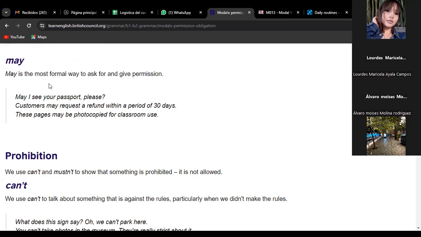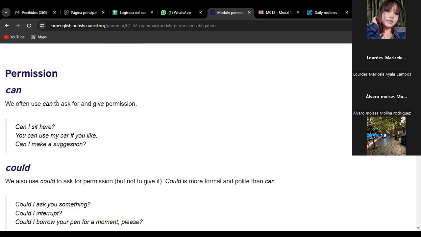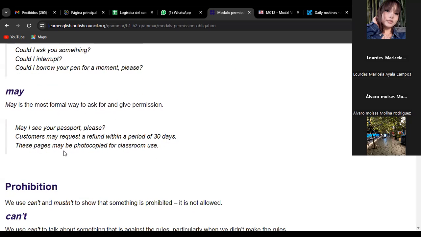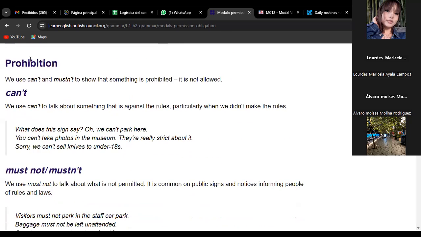So, may significa lo mismo que can, pero es mucho más formal, o la forma más formal de utilizar. Then we have the prohibition, que ya lo habíamos visto que era can't. Y también, que este no lo habíamos visto, pero en su forma negativa, mustn't or must not. Mustn't. Okay. Dijimos que podía ser prohibition or when is not allowed, que no está permitido.